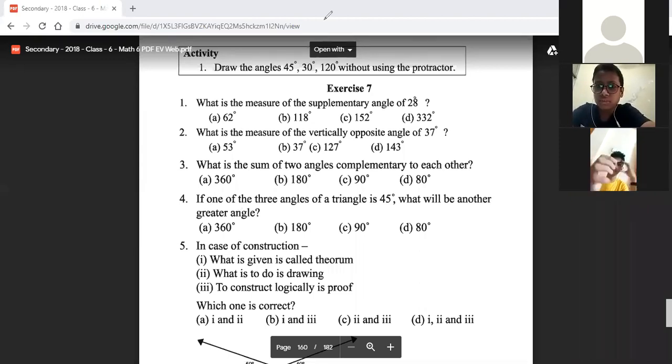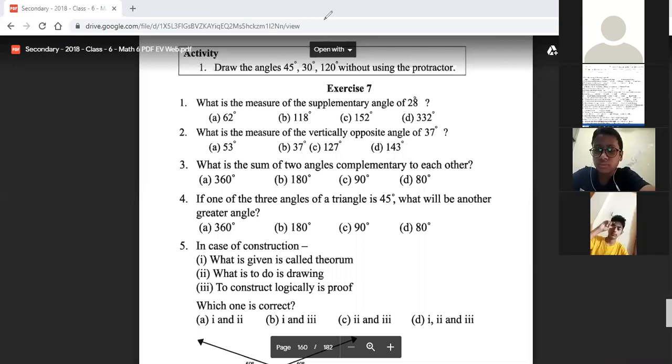One of the three angles. Okay, we will draw a triangle at first, for better understanding. Suppose it is a triangle. Sorry, again, I am drawing.